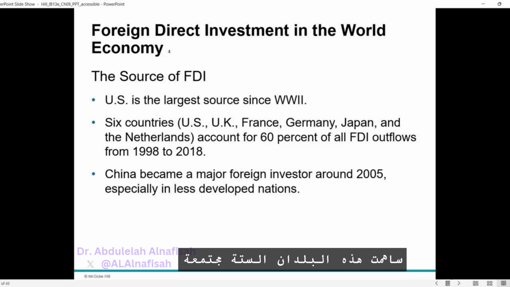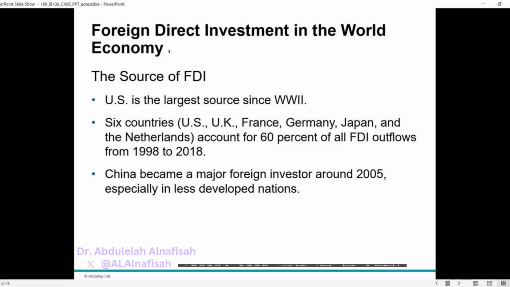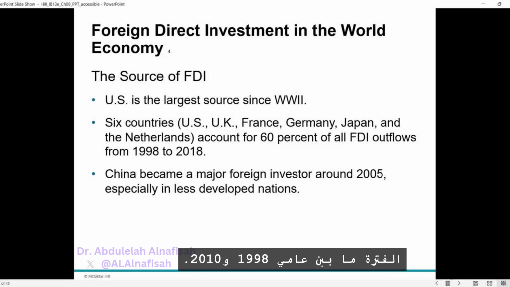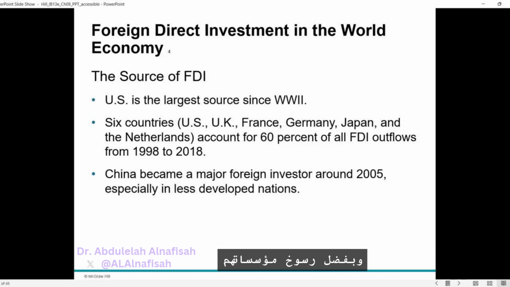Together, these 6 countries contributed 60% of global FDI outflows between 1998 and 2010. These nations have historically led in FDI and ranked among the top for multinational corporations due to their advanced economies, strong capital bases, and long-standing trade histories. Their enterprises, being well-established and resource-rich, naturally expanded into foreign markets, driving global investment trends.